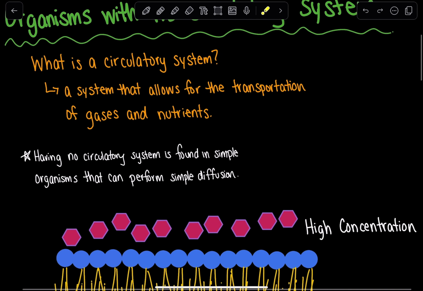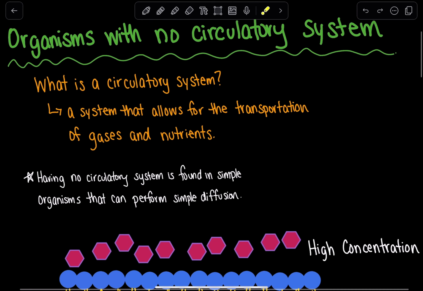First of all, we must understand that when an organism has no circulatory system, it must be a simple organism, because as you become more complex as an organism, you will require a complex closed circulatory system. But for no circulatory system, you have to be a relatively simple organism that is capable of performing simple diffusion. But what is simple diffusion?